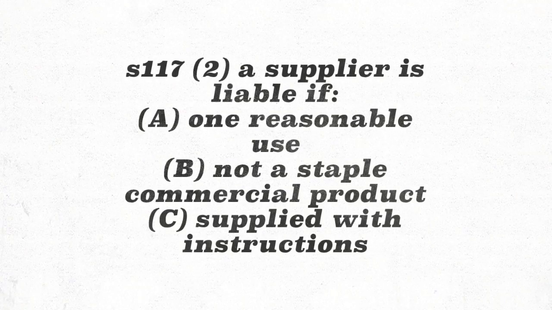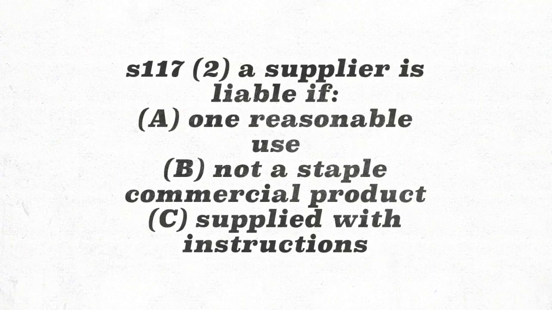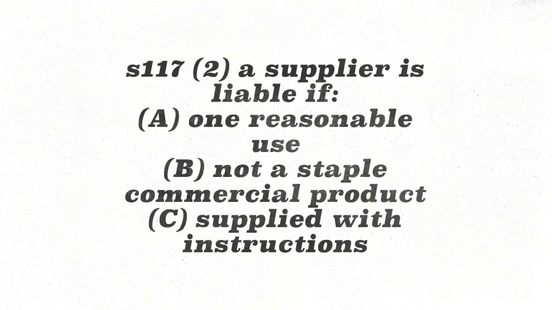B. The product is not a staple commercial product and the supplier had reason to believe that the recipient would put the product to an infringing use. C. The product is supplied together with the instructions to use the product in an infringing manner.